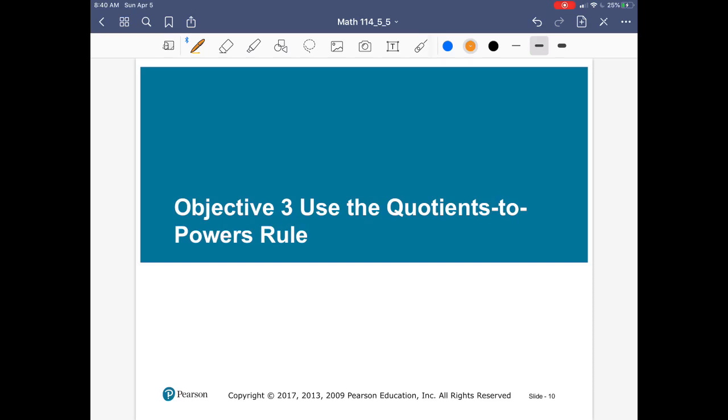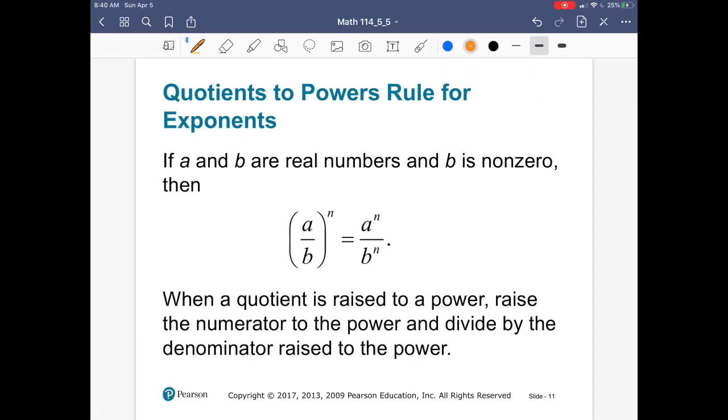Use the quotient to power rules. Like the multiplication, that means that the exponent will distribute. So it says, if a and b are real numbers and b is non-zero, then when a quotient is raised to a power, raise the numerator to the power and divide by the denominator raised to that power, meaning that you distribute that n.